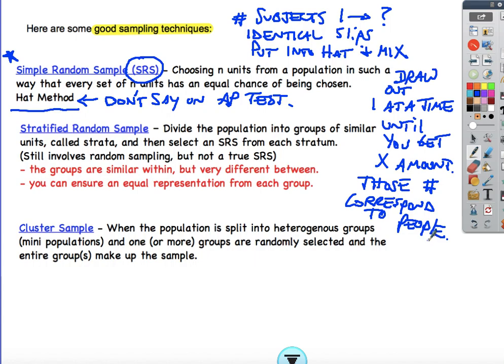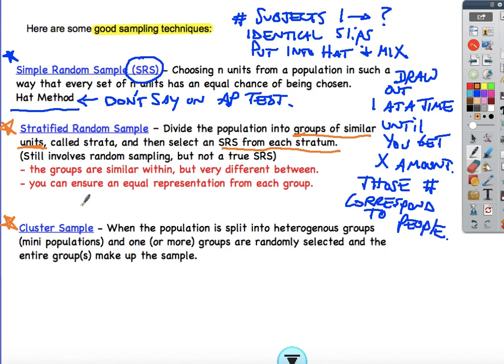Okay. The next one is stratified random sample. Now be careful because that does abbreviate to SRS, just like simple random sample does, but we only call simple random samples SRSs. So stratified and cluster, these are the two that you would get confused a lot. In stratified, you're going to divide your population into groups of similar units, and then you're going to take an SRS from each of those strata.